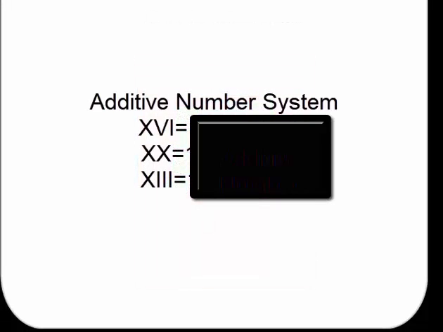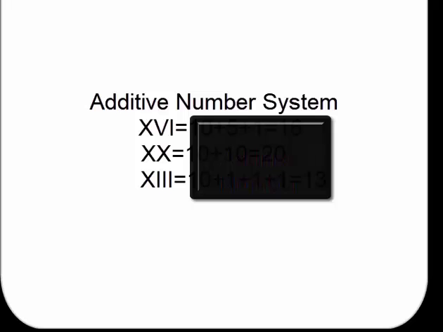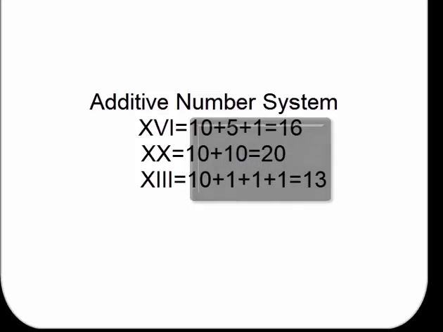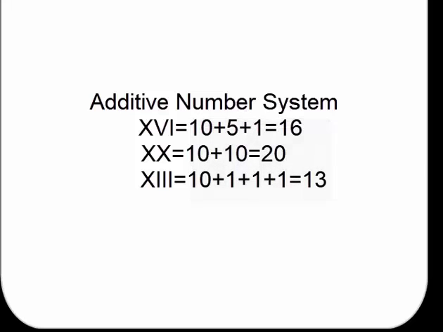Now here's an additive number system, which you're probably familiar with. It's Roman numerals. And as you can see, it's additive because you take each number and just add it to the next number. Whether the X is in the first place, the second place, the third place, or the fourth place, it makes no difference.